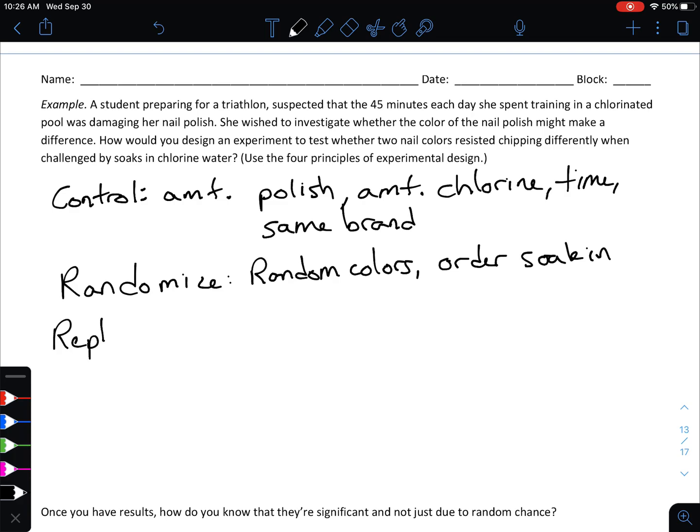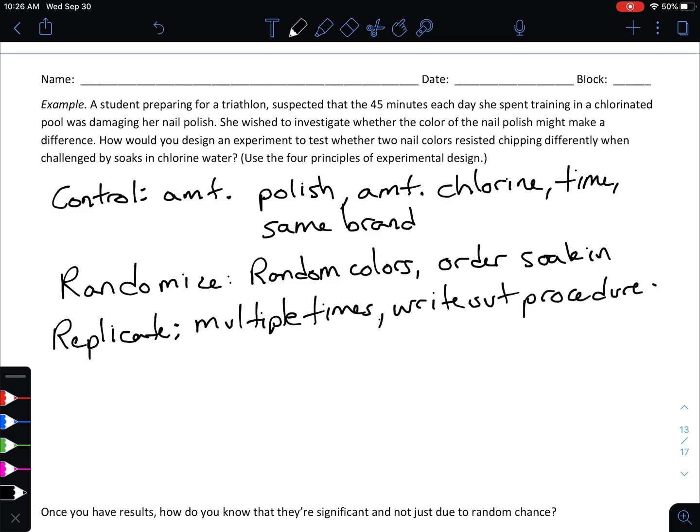Next, let's talk about replication. So replication, we want to do this test multiple times. So multiple times, meaning not just soaking one color once and the other color once, but doing that and repeating it. Now, part of replication is to also include your procedures. So writing down procedures will help to make sure that for future experiments, if someone else wanted to also compare nail polish color and how well it stays on, they could read your procedures and follow them step by step and get similar results to what you got.